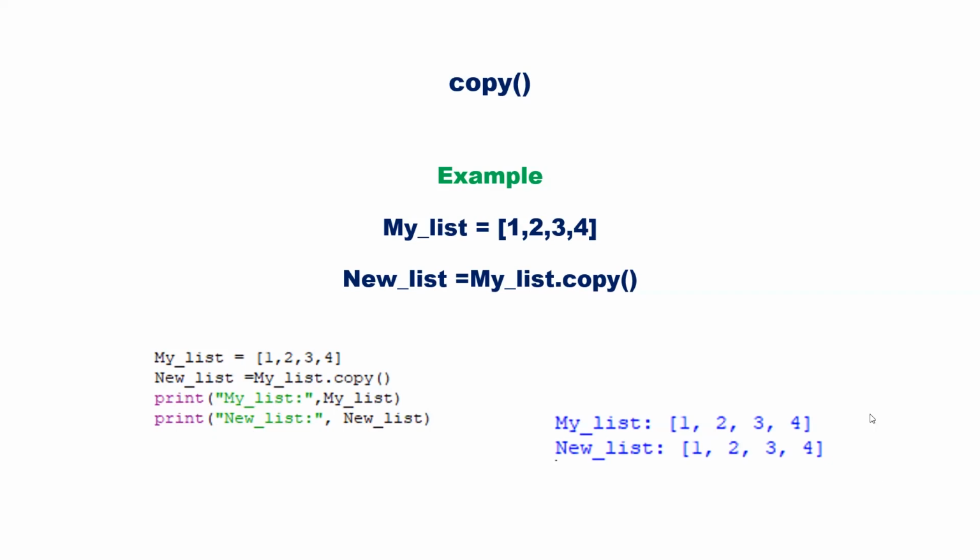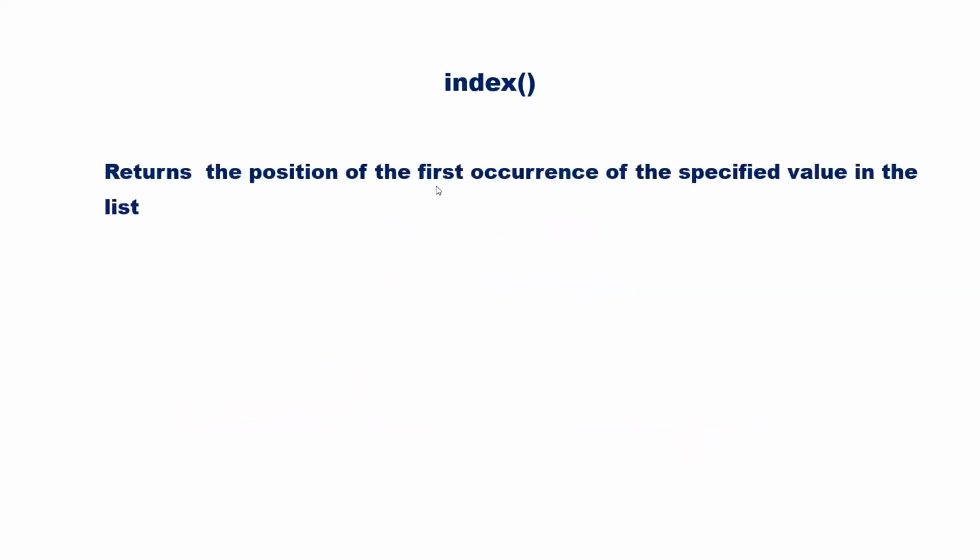2, 3, 4. The index function returns the position of the first occurrence of the specified value in the list. The syntax is list.index(element).